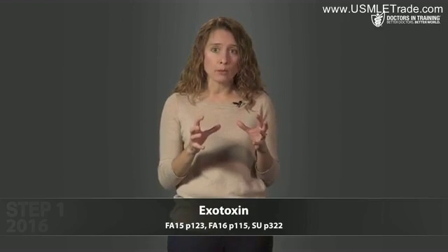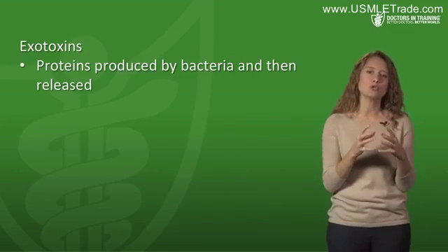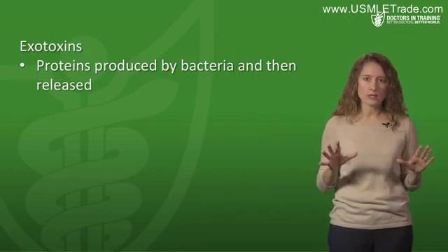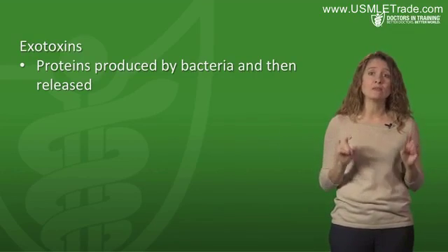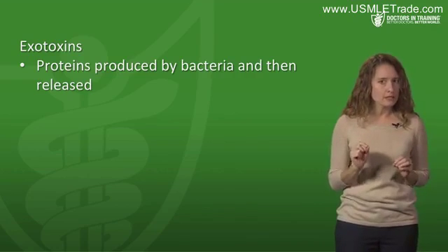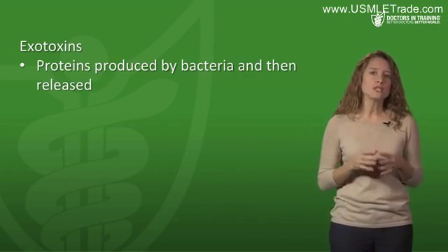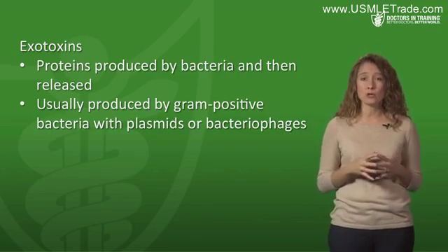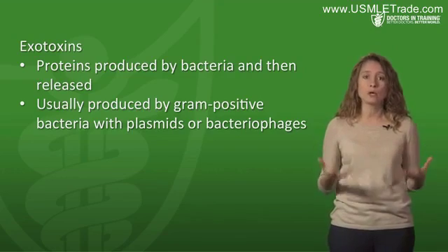Okay, so we just talked about endotoxin. Endotoxin is the lipopolysaccharide component of the gram-negative outer membrane. So it's part of the bacterial cell itself. Now let's talk about exotoxins. Exotoxins are proteins that are produced by the bacteria and then released from the bacteria. Now, thankfully, not all bacteria produce exotoxins. I say thankfully because these proteins are usually extremely harmful to humans, and very little exotoxin can go a long way. Usually the exotoxin-producing bacteria are gram-positives that have either plasmids or bacteriophages that encode for these exotoxin proteins.